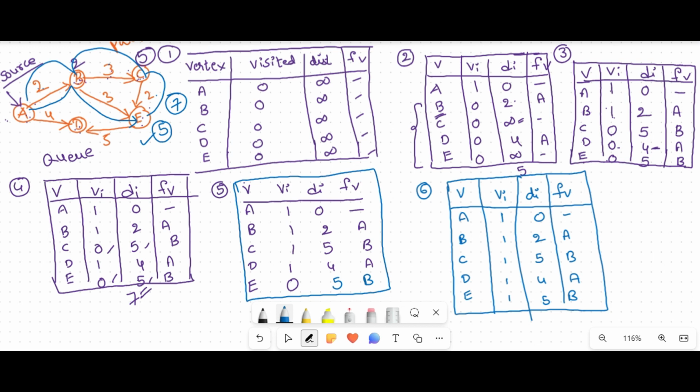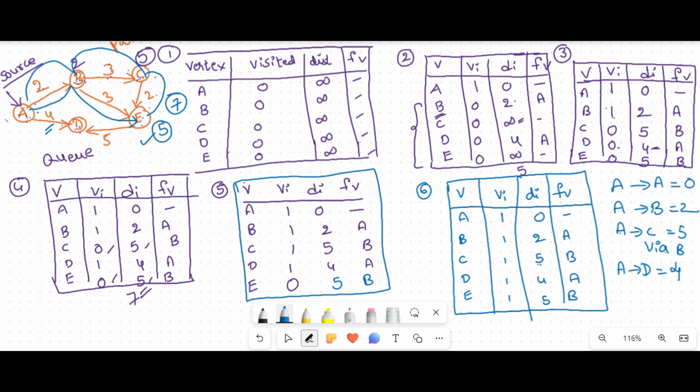Okay. So what is the meaning of this table? You may get doubt what is the meaning of this table. The meaning of this table is A to A the distance is 0 units. Next A to B, the distance is 2 units. A to C the distance is 5 units via vertex B. That means A to B, B to C, 5 units. Next, A to D, 4 units.